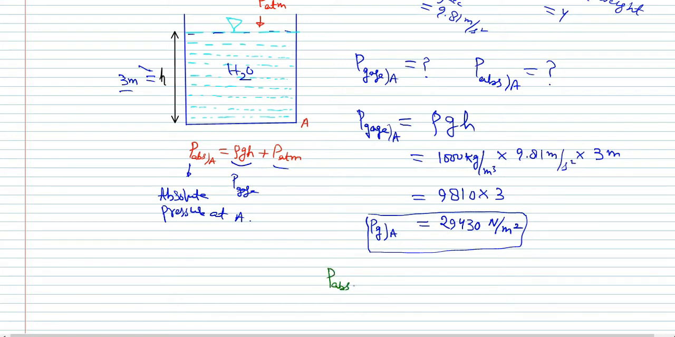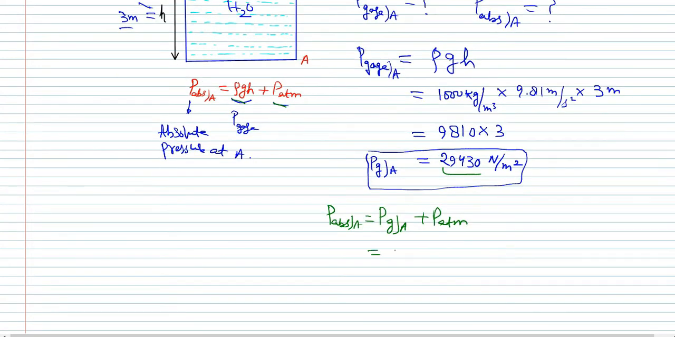P absolute at A is P gauge at A plus P atmosphere, because absolute pressure is rho g h plus P atmosphere. Rho g h we have already calculated, and we just have to add P atmospheric. So this would be 29430 plus P atmospheric. Now if you look this up on Google, atmospheric pressure is approximately equal to 101 kilonewton per meter square. This is an approximation.